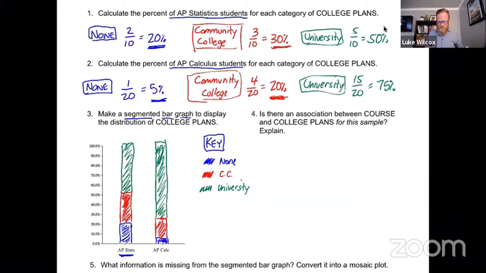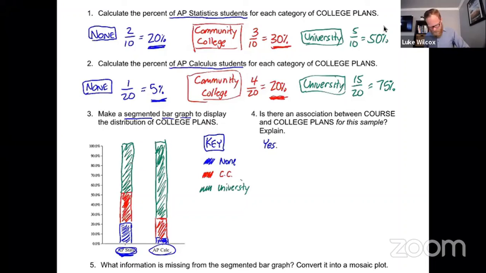All right, that leads us to number 4. Is there an association between course and college plans for this sample? Explain. So when we're asking if there's an association, another way of putting that is to say, if we were to know one of the variables, would it help us to predict the other variable? So if you knew a student was AP Stats or AP Calc, would it help you to predict what their college plans are? Well, based on this graph, I would say definitely, because these two distributions do not look the same, right? So we're going to say that the answer here is yes.